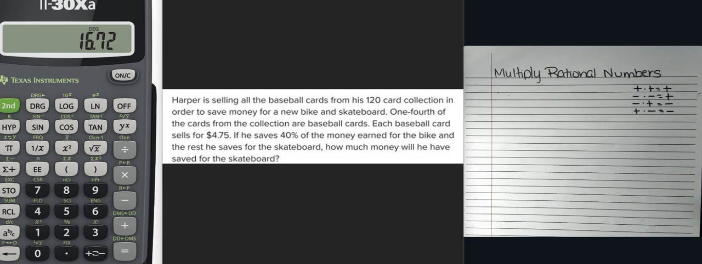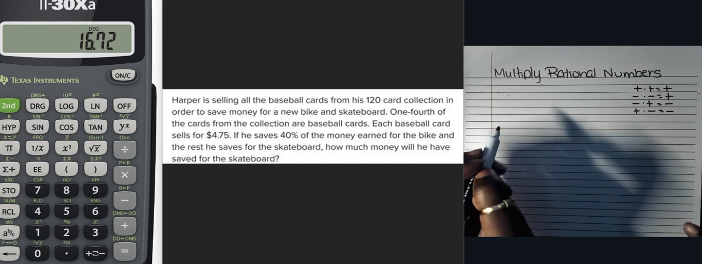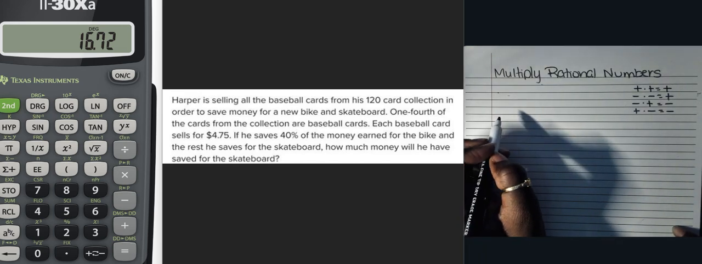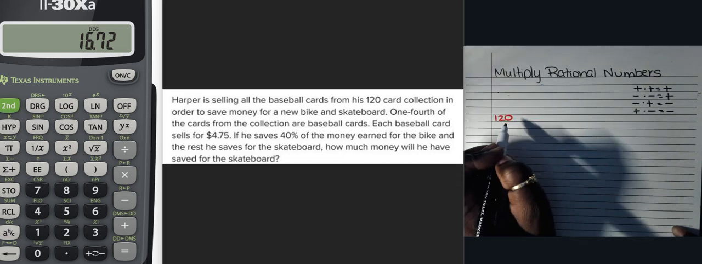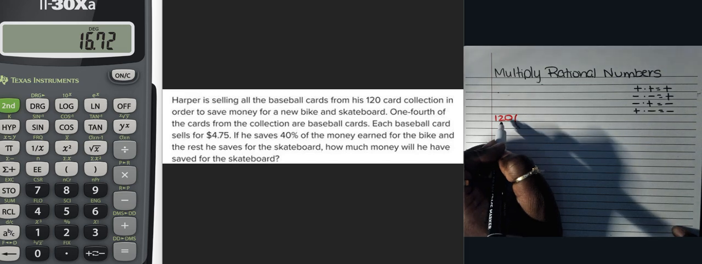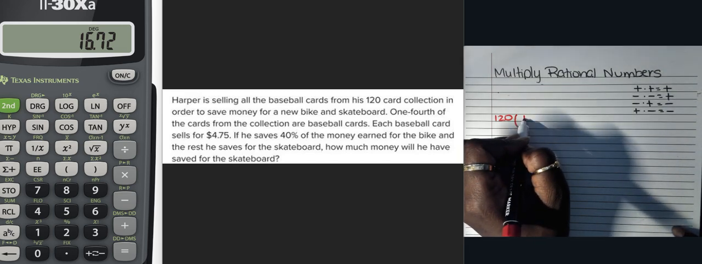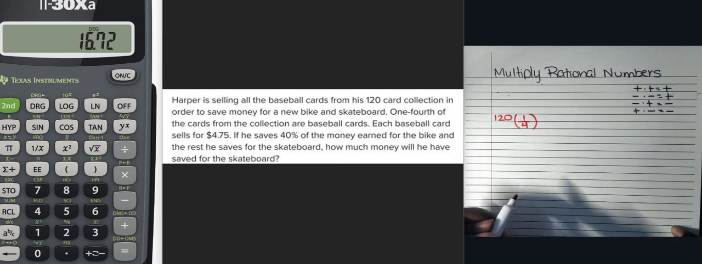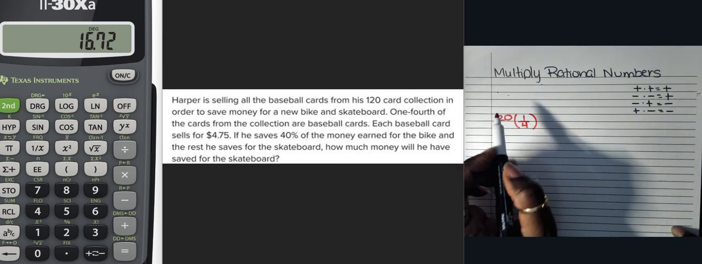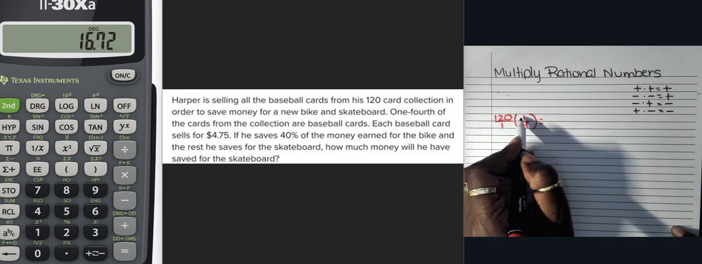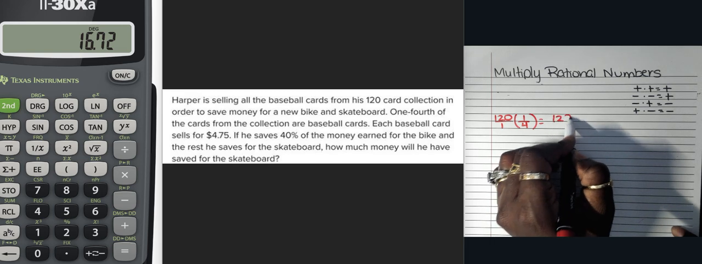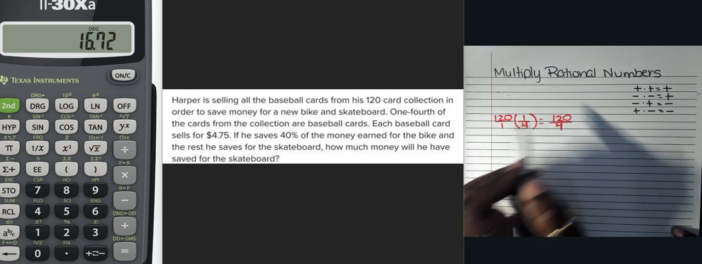So the first thing we want to do is figure out how many cards he has for him to sell. We notice that he has 120 cards. But in the 120 cards, only one fourth are baseball cards, and that's what he's going to sell. So we need to figure out what this amount is. So this is the same thing as saying 120 over 1. 120 times 1 gives me 120, and then 4 times 1 gives me 4, right?